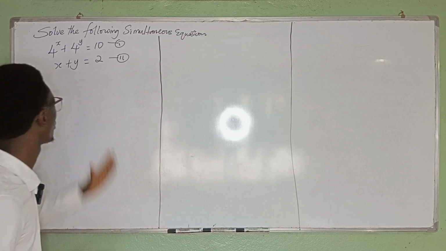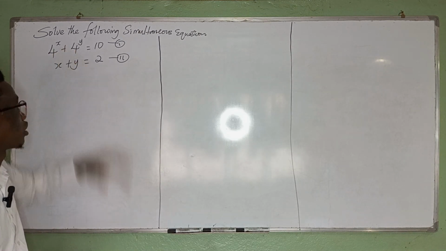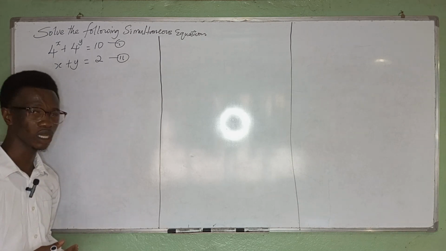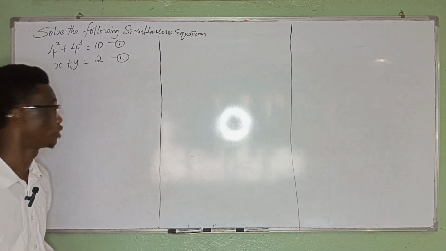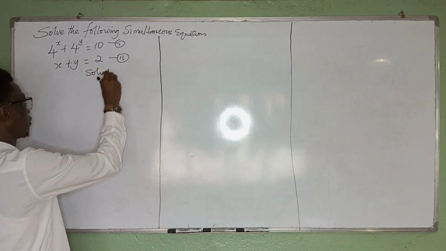So we are asked to solve this problem: 4 raised to the power x plus 4 raised to the power y equals 10, and x plus y equals 2. What's the procedure? Let's have a solution to this problem.